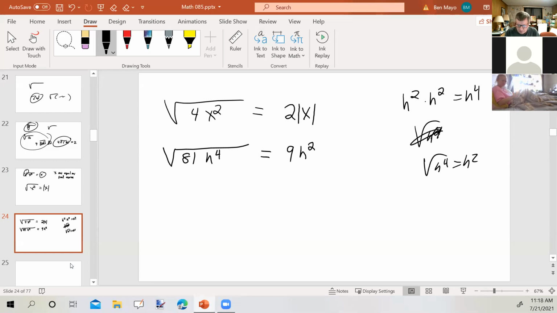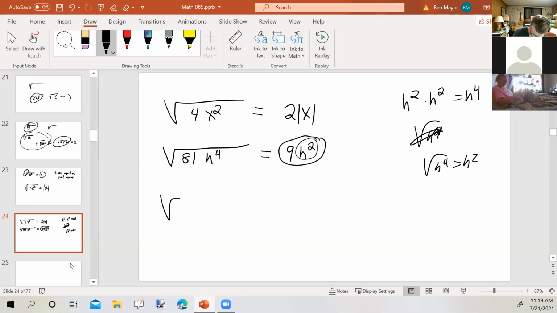Now the big question though, do I need absolute value bars on the h squared like I did on the previous problem with the x? And the answer is no, because even if h is negative, h squared would be positive, wouldn't it? So there's no way that that can be a negative number. So I don't need absolute value bars on the h squared. I know, it's kind of tricky.